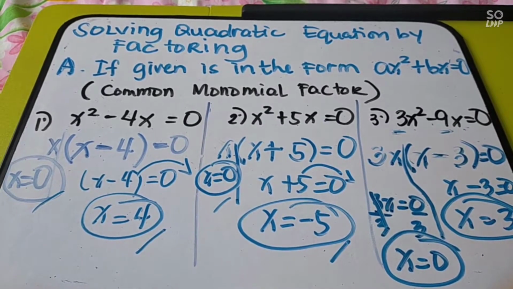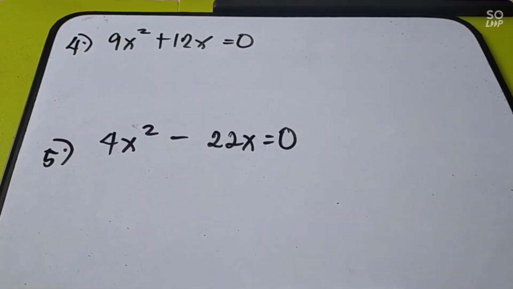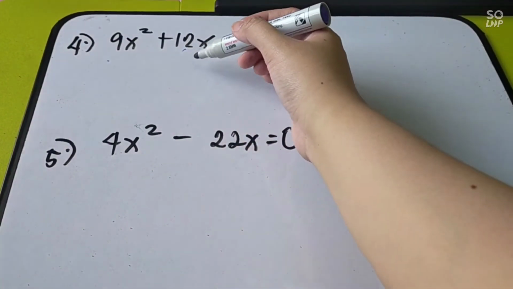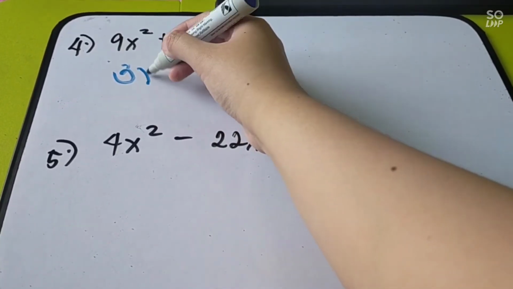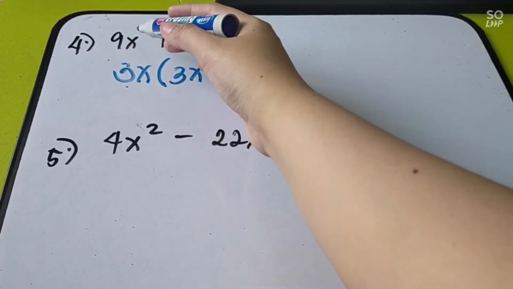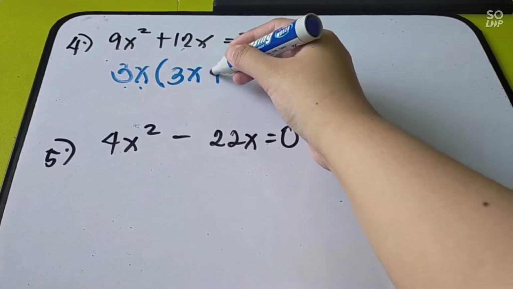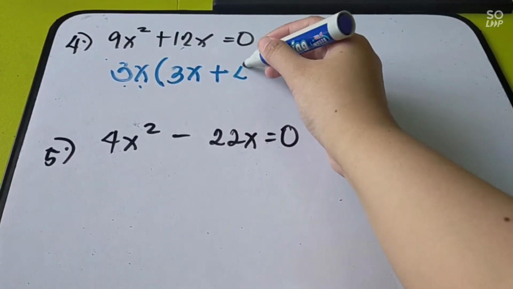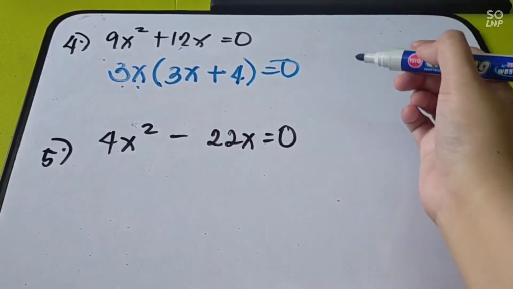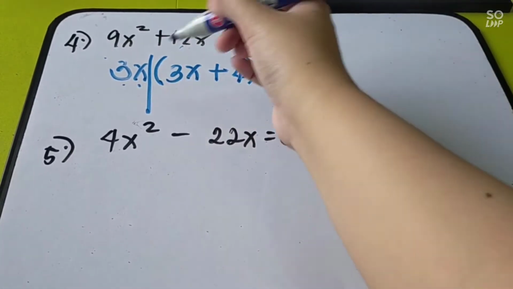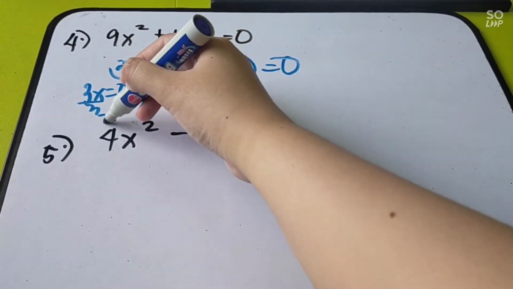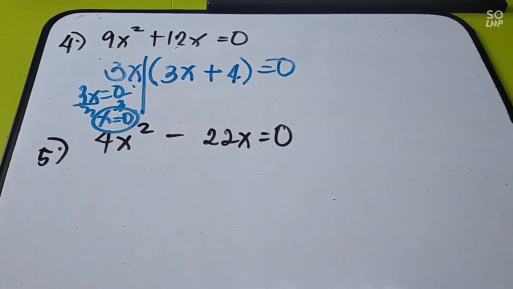May fraction naman. Number 4, 9x squared plus 12x is equals to 0. So, this one, ang common natin with 9 and 12, we have 3x. Then, just divide. 9 divided by 3, the answer is 3, then x, kasi x squared divided by x, we have x. Plus, 12 divided by 3, we have here 4. 4 na lang, kasi x divided by x ay 1 na yun. Then, equals to 0. Then, equate lang natin. So, yung isa, we have here 3x equals to 0, divide both sides by 3. Therefore, your x here is 0. So, yan na yung isang sagot.